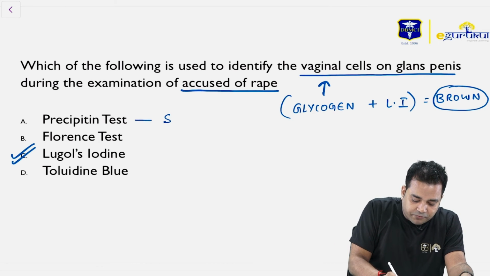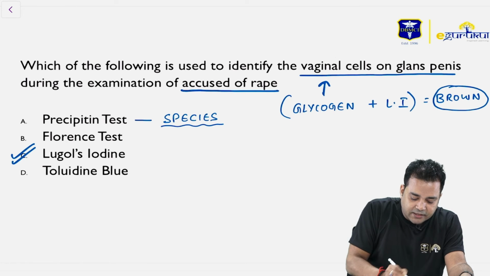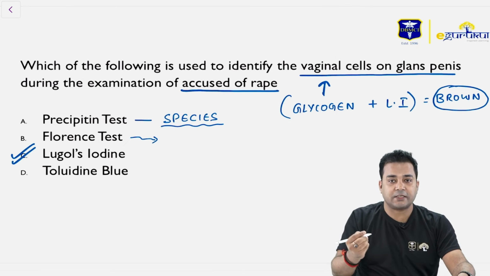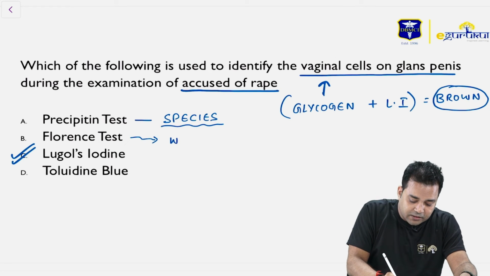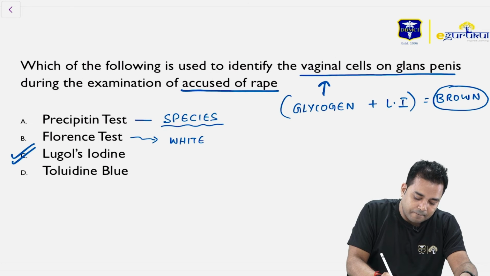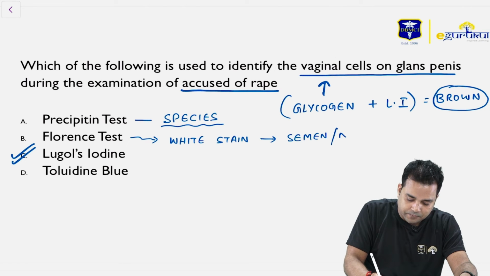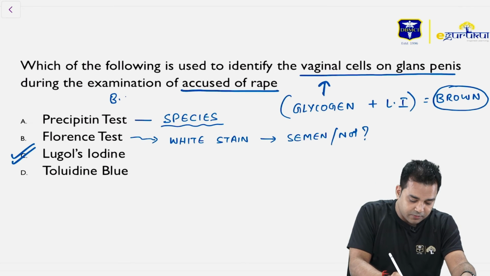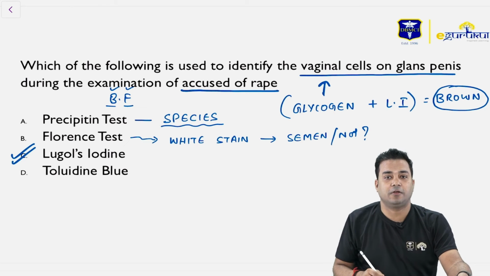This is a test to differentiate species of the sample, a species differentiation test. What is the role of the Florence test? This is one of the microscopic tests to detect whether a white stain recovered from the crime scene is semen or not. Another test is Barberio's. So we have the mnemonic, B for Barberio, F for Florence, to detect whether a white stain sample is semen or not.